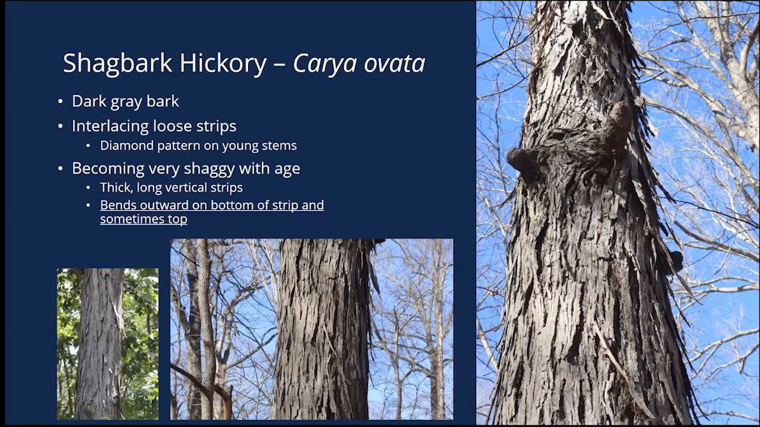Shagbark bark, as most of us are familiar with, has those interlacing loose strips. It's a diamond pattern on young stems, but as it gets older, it gets this real shaggy appearance where there are long strips that peel at the bottom or the top and pull away from the tree. Really recognizable.